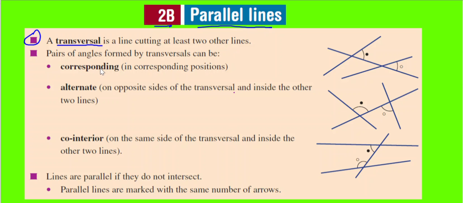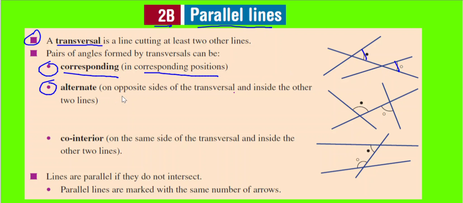Now, when we have a transversal crossing two other lines, it creates a variety of angles. We did look at these last year, so we've got corresponding angles, which are in corresponding positions, in the same position. So as you can see here, if we've got the angle in here, then we've also got the angle in there as well. It's basically the same position, just in a different location.